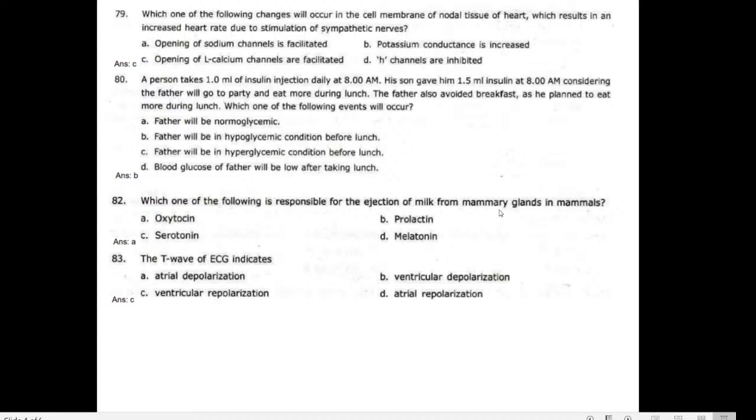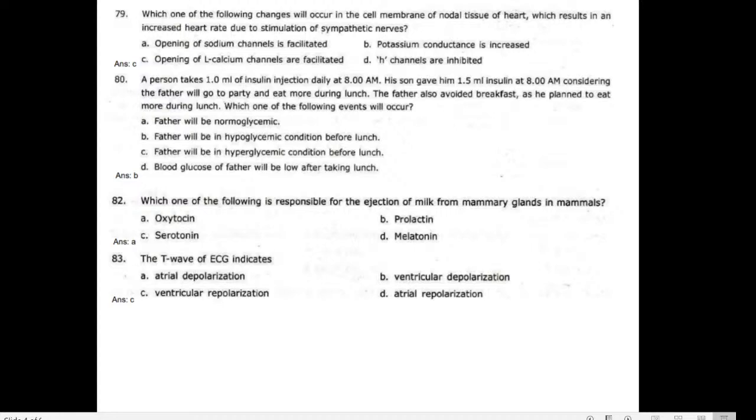Whenever we are talking about the mammary gland in mammals, the first one is oxytocin. It's a peptide hormone, with sequential amino acids present in a particular order. This oxytocin is called a peptide hormone, which is helpful for the ejection of milk from the mammary gland in mammals. Okay, once again back to the ECG, which indicates T waves.